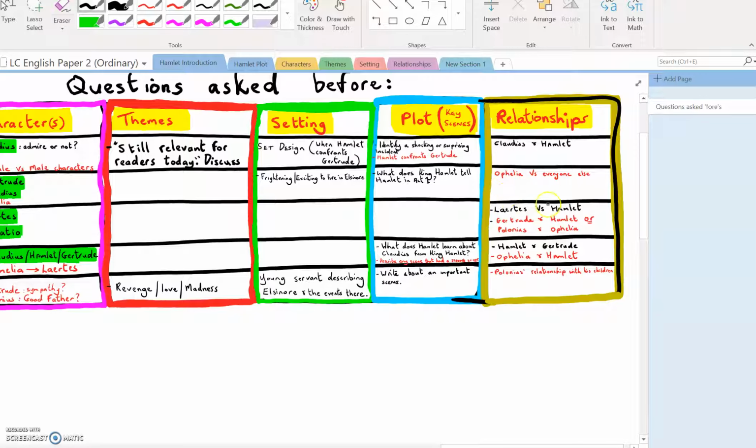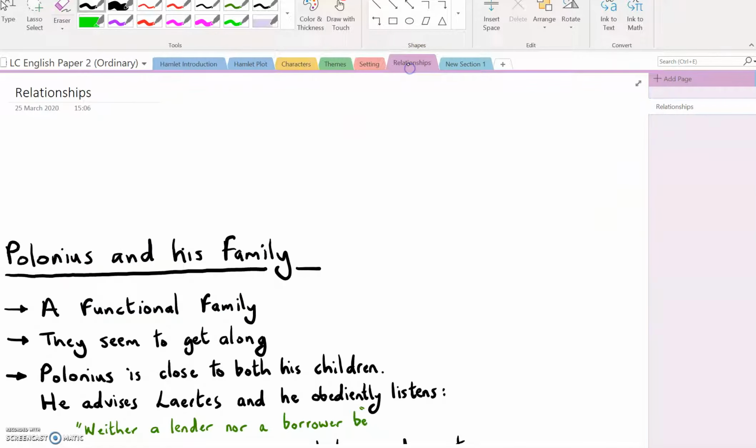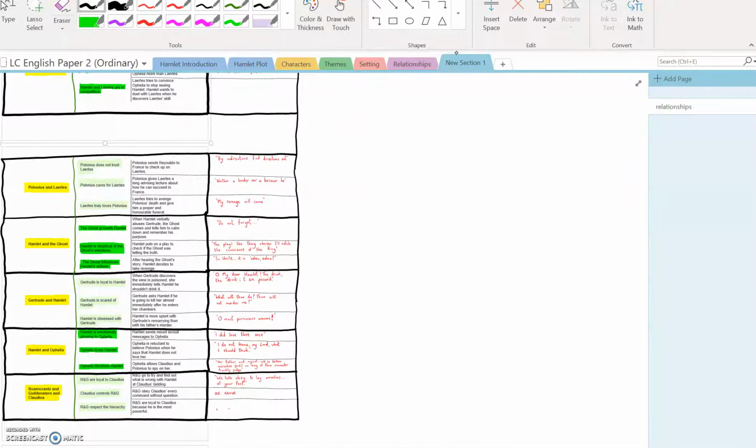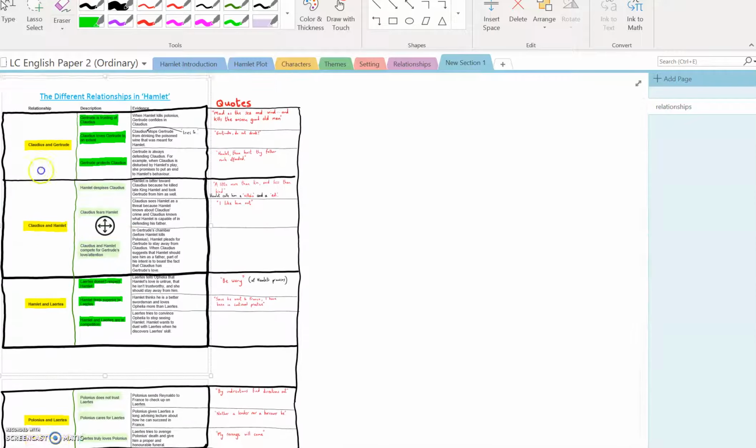Or Laertes and Hamlet, or Gertrude and Hamlet, or Polonius and Ophelia, or Hamlet and Gertrude, or Ophelia and Hamlet, or Polonius' relationship with his children. They are all relationships that come up. It's a very, very popular question. So in this notebook, in the relationships tab, you will find the different relationships broken down.